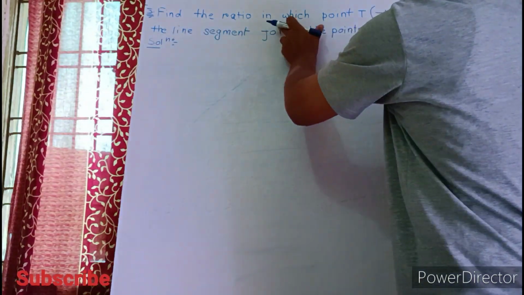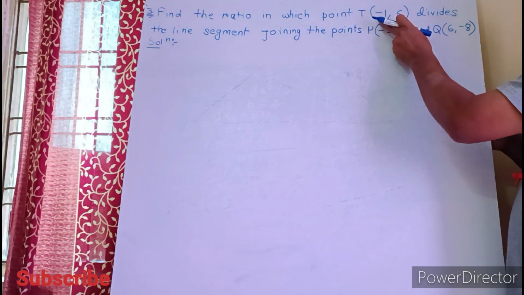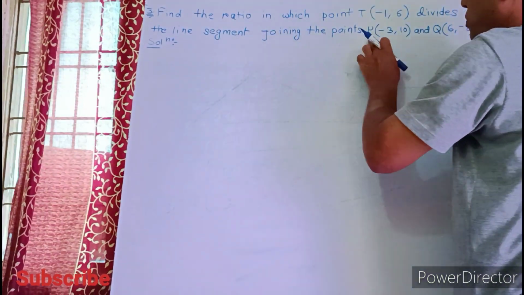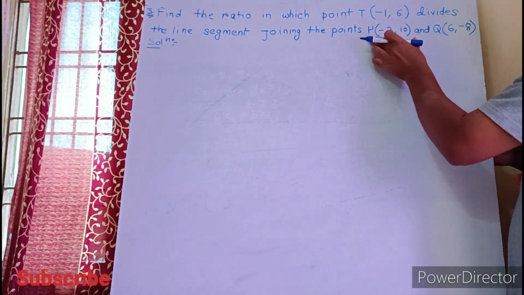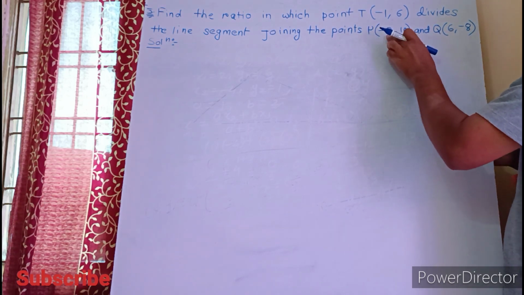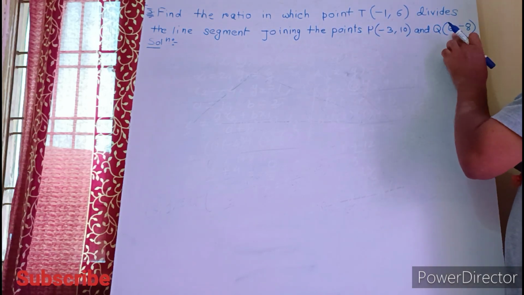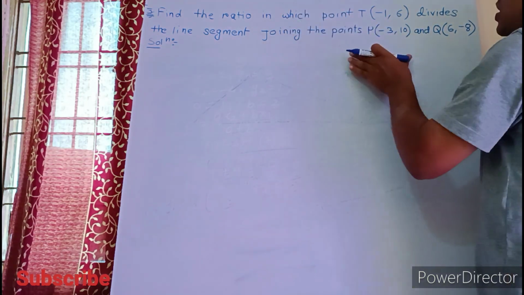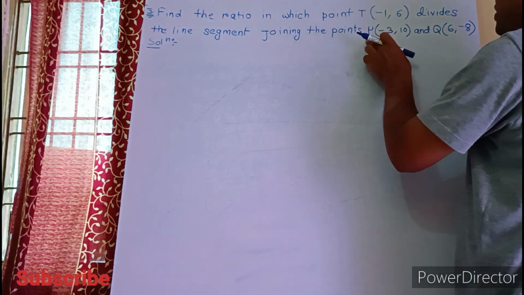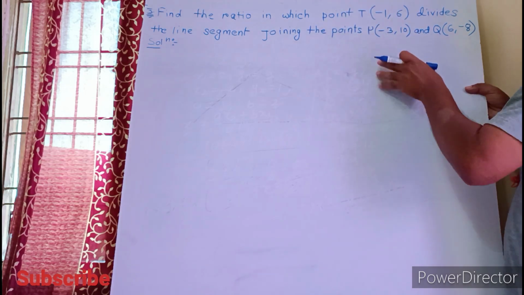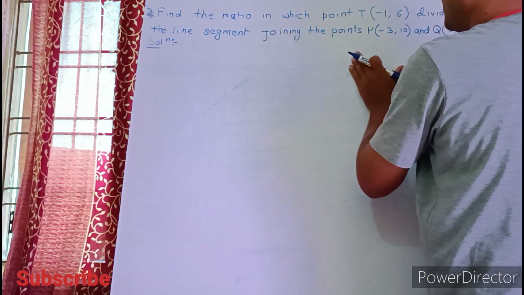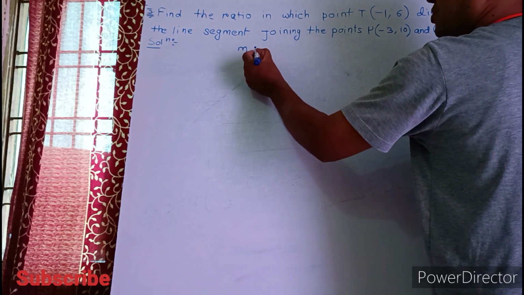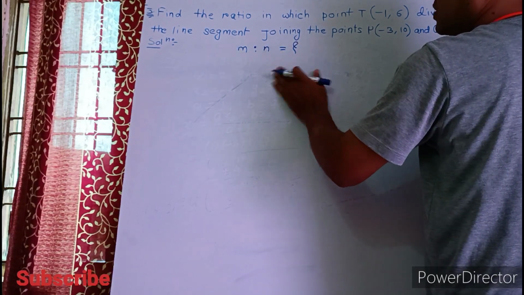Now coming to question number 3. Question number 3 is: find the ratio in which the point T, that is -1, 6, divides the line segment joining the points P and Q. PQ is a segment having P with coordinates -3, 10, and Q with coordinates 6, -8. Then T is the point which is dividing this segment PQ in the ratio. Now we have to find the ratio, that means we have to find m to n equals question mark.